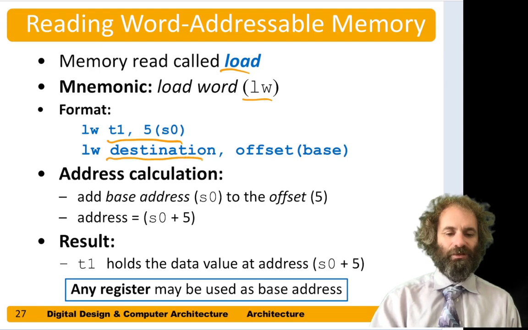The first argument is the destination register to put the result in, and the second part is an offset relative to a base register. So in this case, the offset is 5 relative to the base register of s0, and the answer will go into t1.